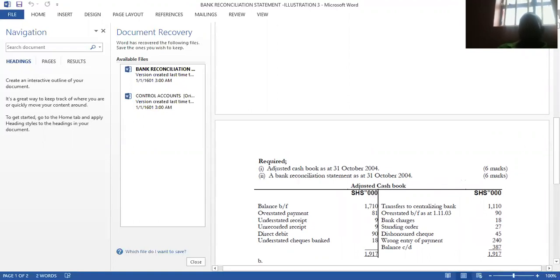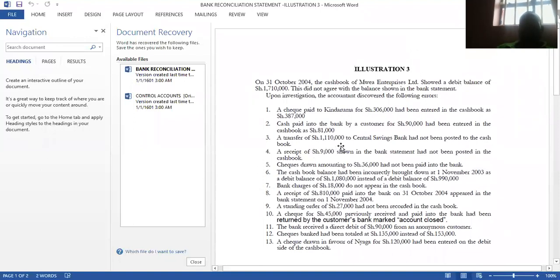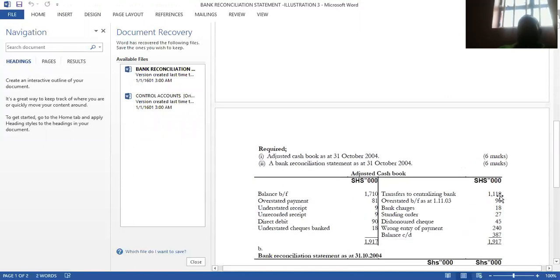When we go to the error number three, it suggests that a transfer of 1,110,000 to Central Savings Bank had not been posted to the cash book. Remember, this is a transfer, meaning that money is reducing in our cash book, but it was not effected. Money is actually reducing in our bank. Because it was not captured in the cash book, it should be captured on the payment side, because it's actually a transfer of money from our account to this particular account, which is a decrease. So in the updated cash book, that figure should appear on the credit side here, the transfer to the central, being a payment to this particular account.